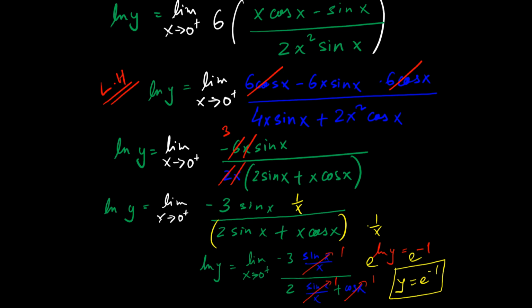And if you distribute the 1 over x to sine of x over x, that goes to 1, and you do the same thing on the bottom. That's 2 plus 1, that's 3. Negative 3 over 3 simplifies to negative 1, but you're really not solving for that. Natural log of y equals negative 1, so that's why we raise e on both sides. So we have y equals e to the negative 1.